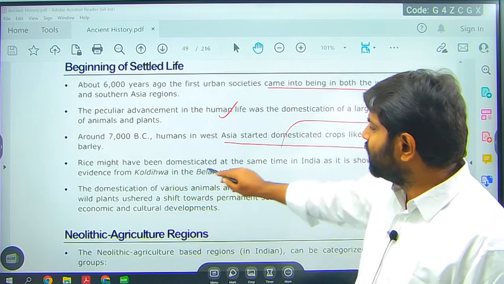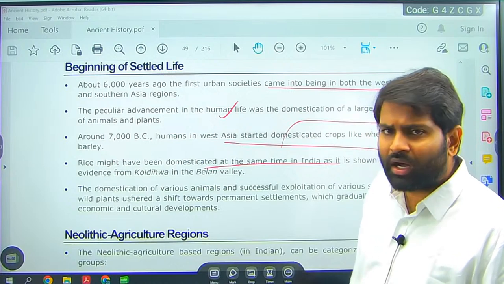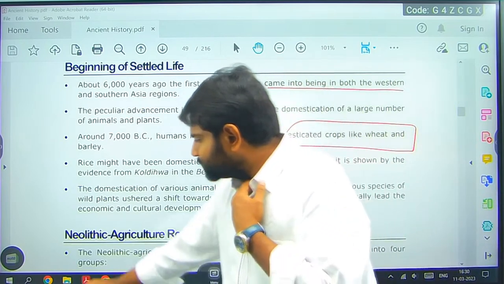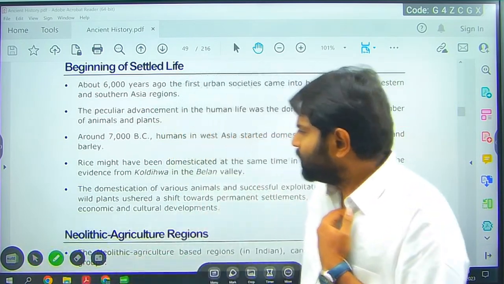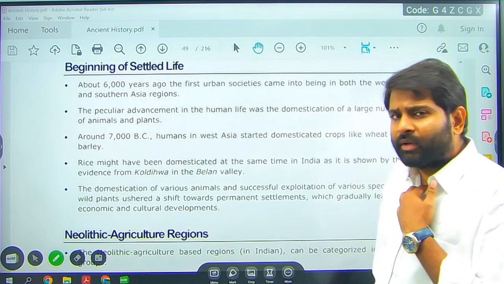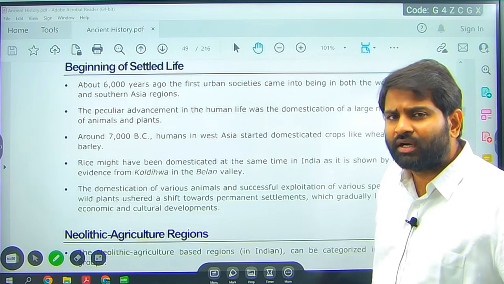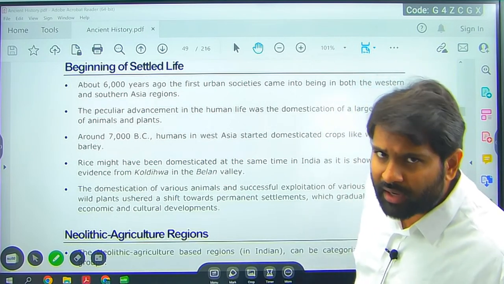Rice might have been domesticated at the same time in India, as shown by the evidence in Koldihwa in the Belan Valley, which we spoke about, in Allahabad district, Uttar Pradesh. Koldihwa. Remember, Koldihwa came in the exam. So Koldihwa is presenting the earliest domestication of rice, wheat, and barley likewise.